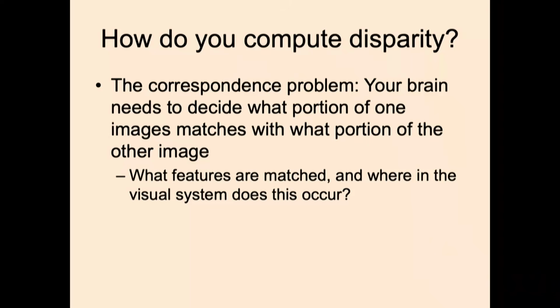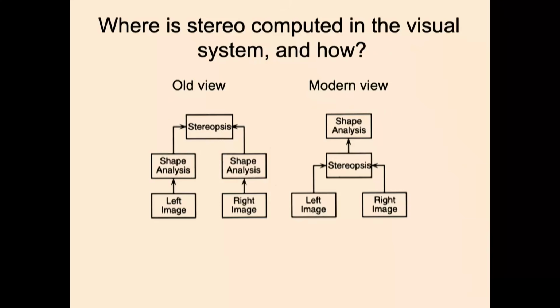And so in particular, what are the features that would be matched and where in the visual system might this occur? For a long time, people supposed that stereopsis happened after shape analysis. The way that vision would work is you'd get the left image and the right image, do some analysis of each of the two images to figure out where the shapes were, and then on the basis of that, compute disparities. So the idea was stereopsis happened late.